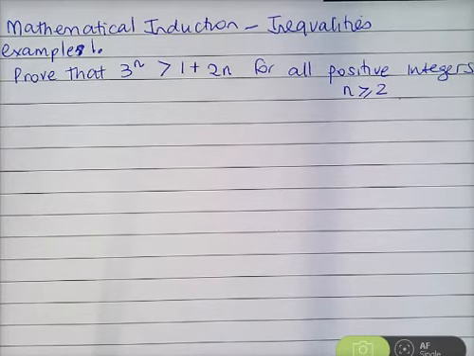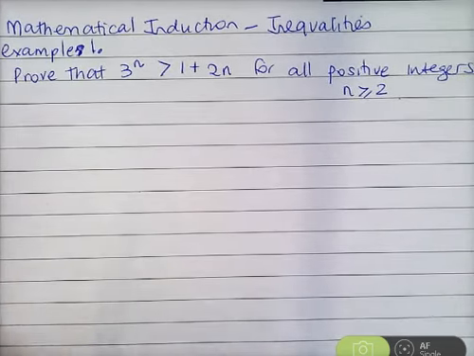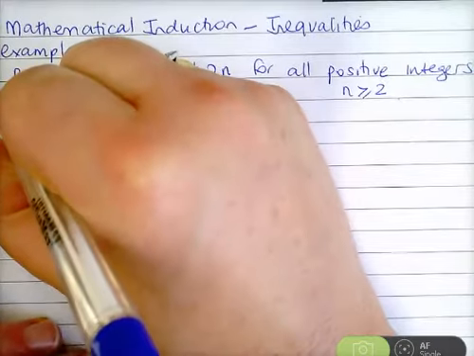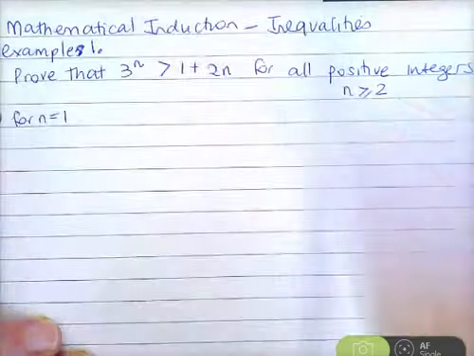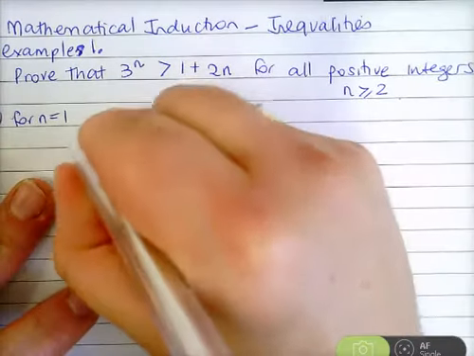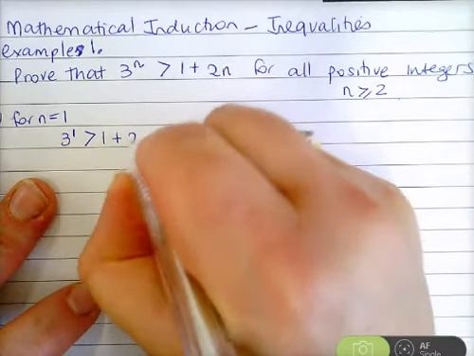Again, the steps are the same. So, step 1: prove true for n equals 1. What have we got? 3 to the power of 1. Is it greater than 1 plus 2?